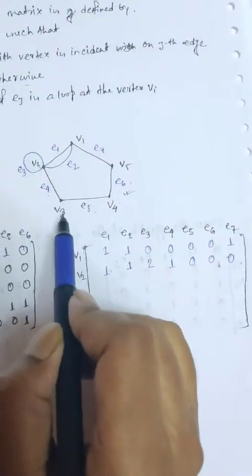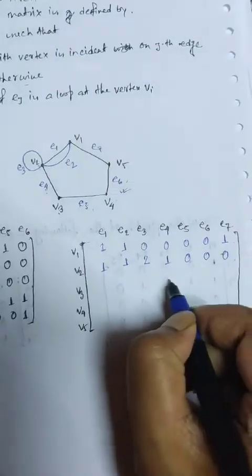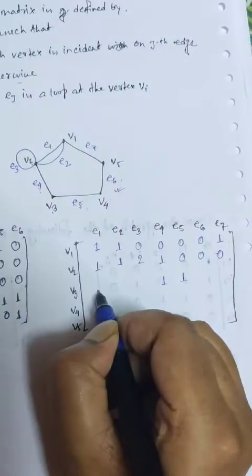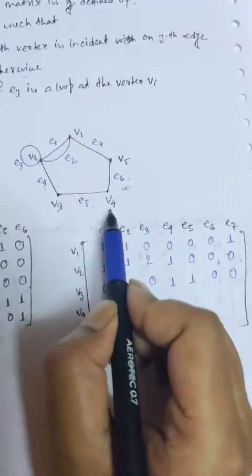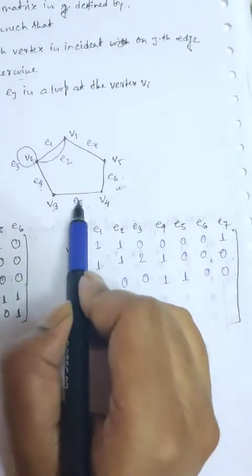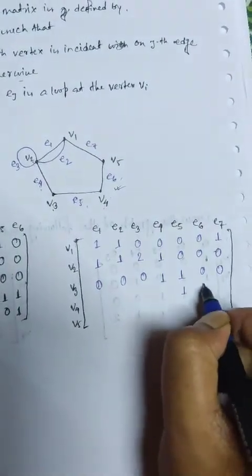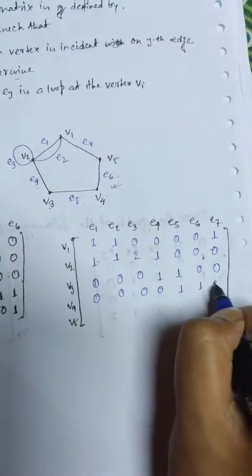Now come to the vertex V3. See here that V3 is adjacent to E4 and E5. So here we will put 1 at the points E4 and E5, and the rest portion will be 0. Now come to the point V4, that is V4 is adjacent to E5 and E6. So here we will put 1 on E5 and E6, and the other portion all are 0.